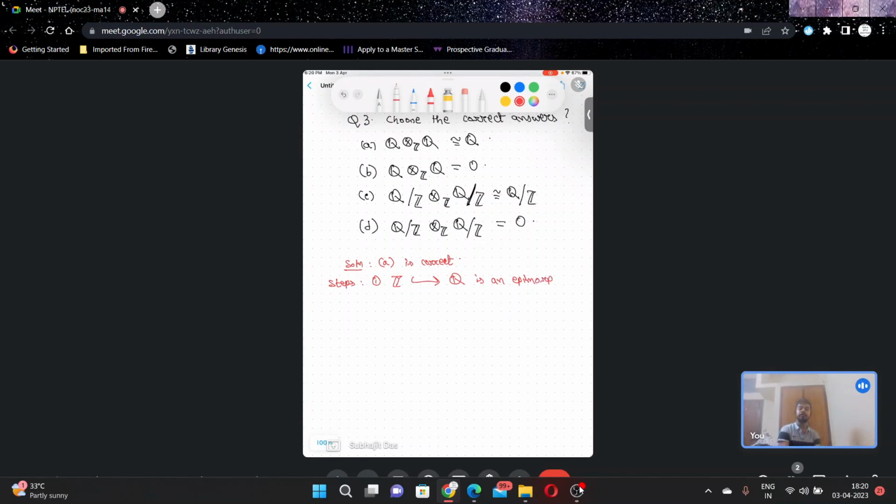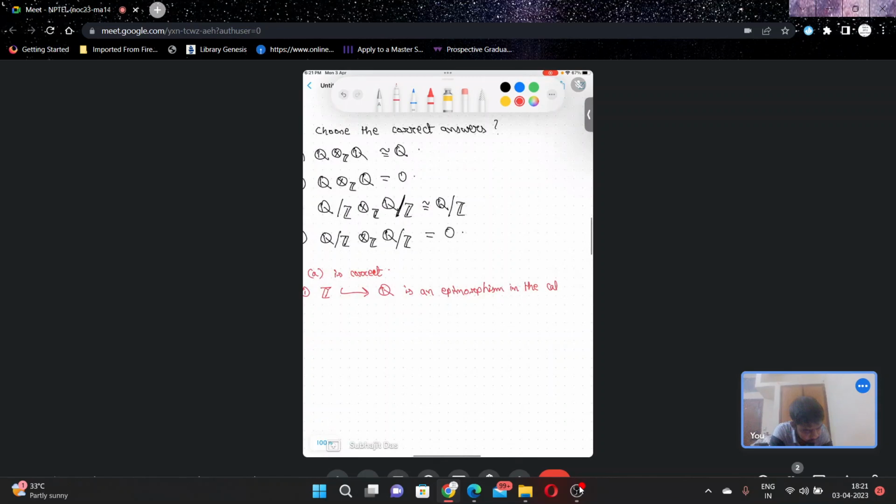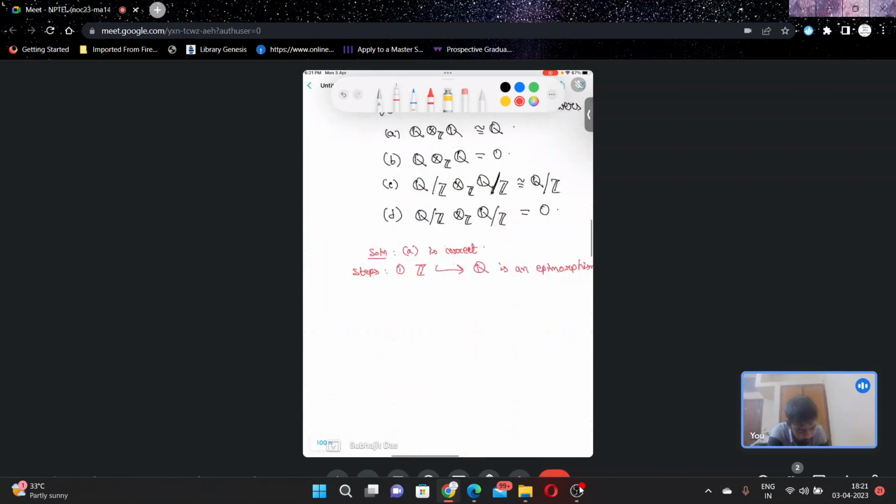Precisely, the inclusion of Z into Q gives you the structure of a Z module, right? Q is a Q module, we already know, but by restriction of scalars we can say that Q is also a Z module along this inclusion. So the inclusion of Z into Q is an epimorphism in the category of rings and ring homomorphisms.